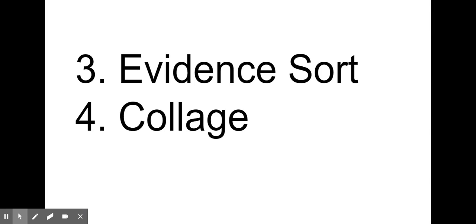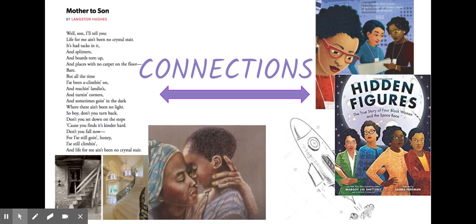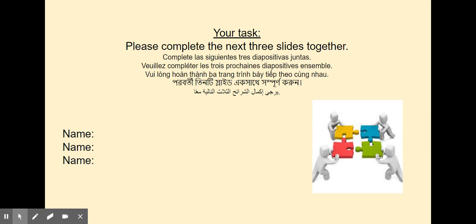Next, we sorted more than just words, we sorted evidence. This was followed by a collaborative collage. The topic was connections between these two beautiful pieces of literature, Mother to Son and Hidden Figures.